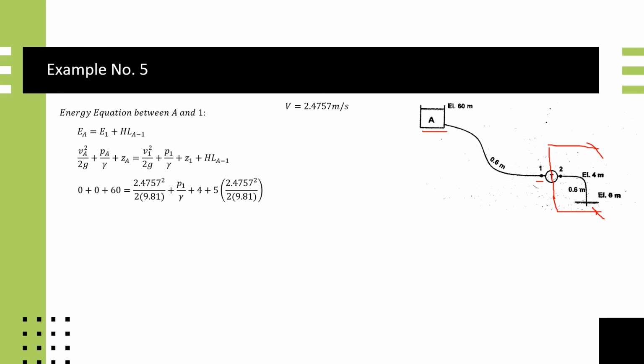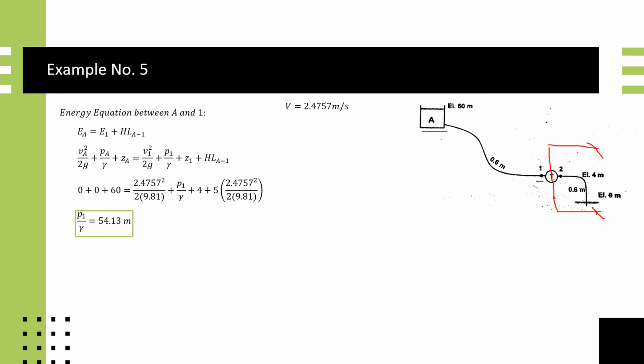Kukompute natin yan kasi given na yan. So, V1 is 2.4757 over 2 times 9.81. Plus, ito yung hinahanap, P1 over gamma. Plus 4, ang ating Z1. Kasi ang kukompute lang natin is yung, ito, ayan, elevation, yan. Elevation 4. Elevation niya is 4 meters. And then, datum pa rin natin is dito. Okay? And then, plus 5 times 2.4757 over 9. Di ba ito yung 5 times the velocity head? Okay? Yan. Kukuha mo yung final answer yan. 54.13 meters. Ganun lang siya.